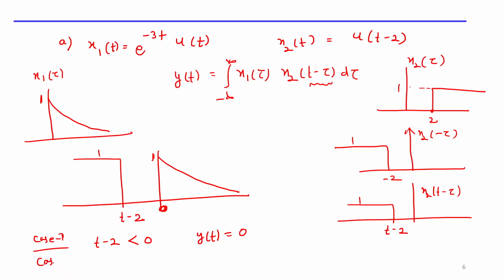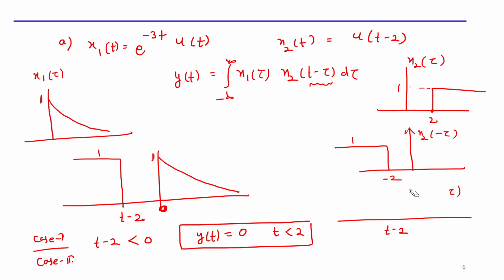Now let's say case 2. For t minus 2 less than 0, for every such value your output equals 0. Now if you take the second case, let's say your t minus 2 is greater than 0. Greater than 0 means how the convolution will be? This is your first signal. This is, let's say, your t minus 2. Now what is the common region that exists?